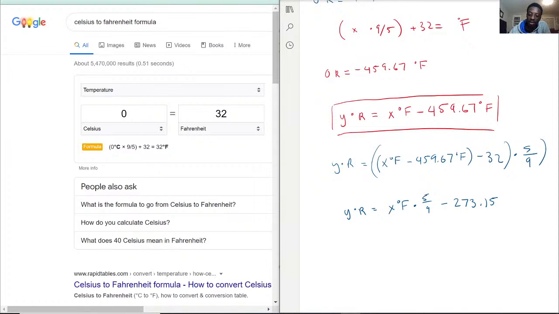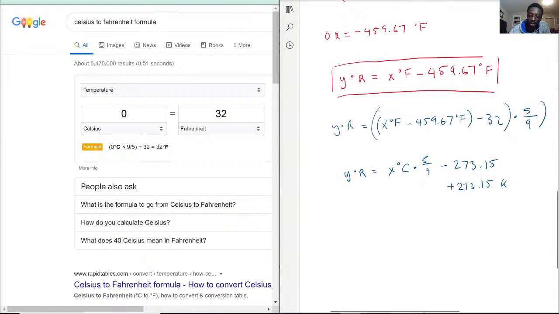And then, well, actually we can just do Celsius, because that's not what we've converted to. We now have the Celsius. Okay, and then if we want to go from Celsius to Kelvin, all we have to do is just add 273.15 Kelvin.